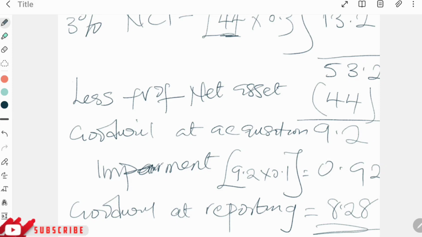Initially, when you acquire this at acquisition, you recognize 9.2 as your goodwill in your non-current asset. At the year end, it should be tested at the end of every reporting period. If there's been any impairment, you have to deduct the impairment amount to know your current goodwill at reporting date. This will now be your carrying amount of goodwill.